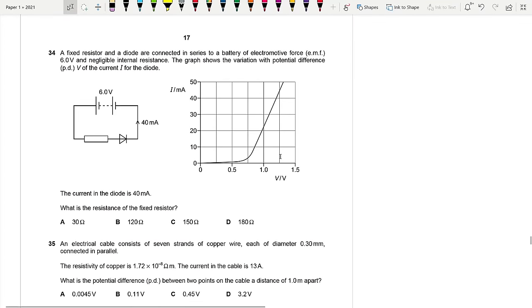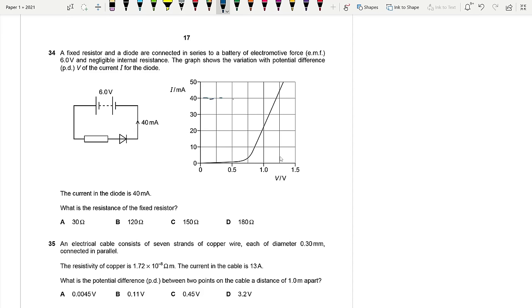Moving on to 34. A fixed resistor and a diode are connected in series to a battery of electromotive force 6 volts and negligible internal resistance. The graph shows the variation with potential difference V of the current I for the diode. The current in the diode is 40 milliamperes. What is the resistance of the fixed resistor?